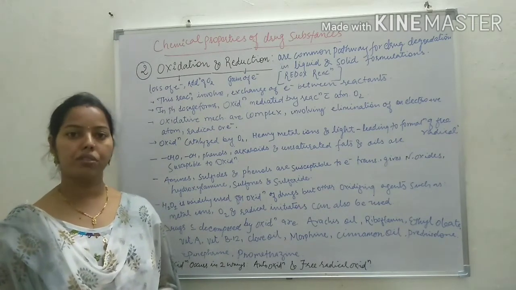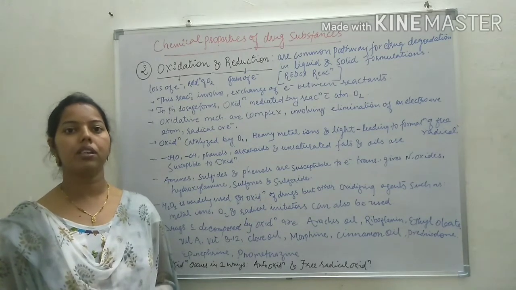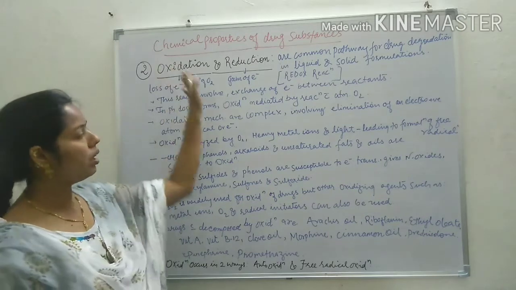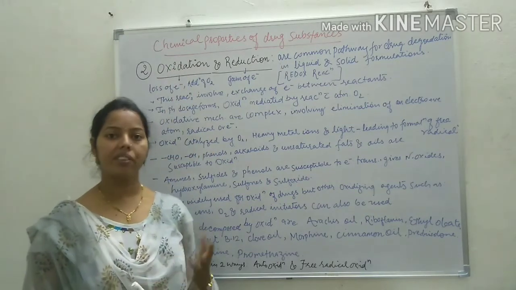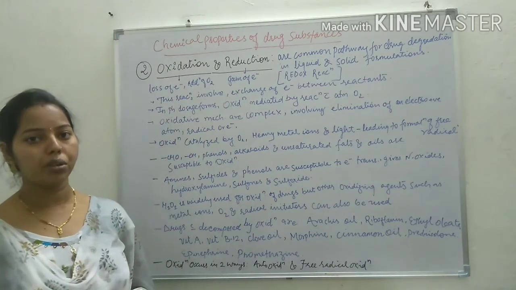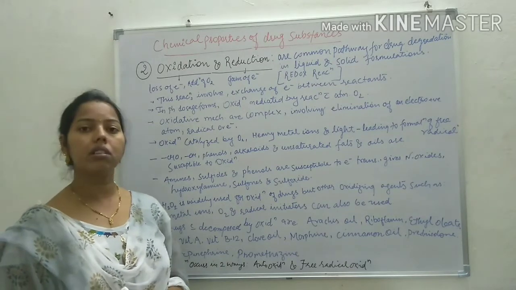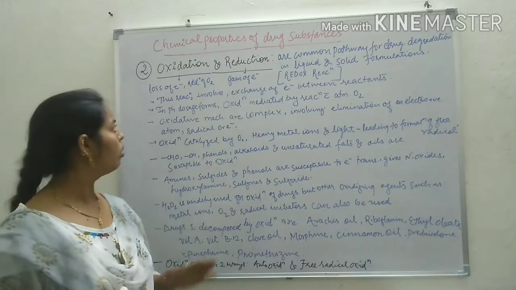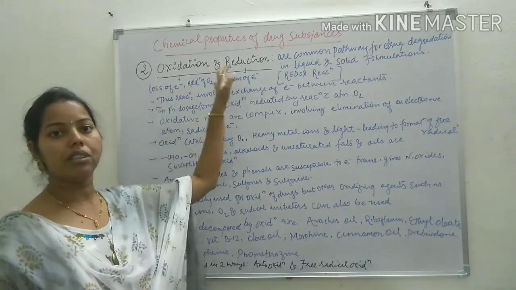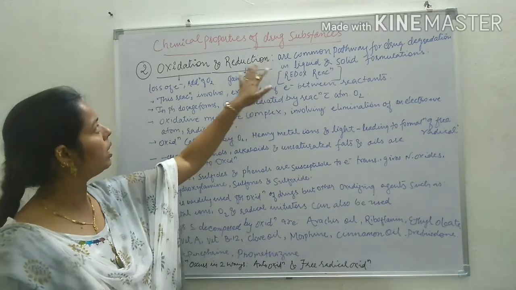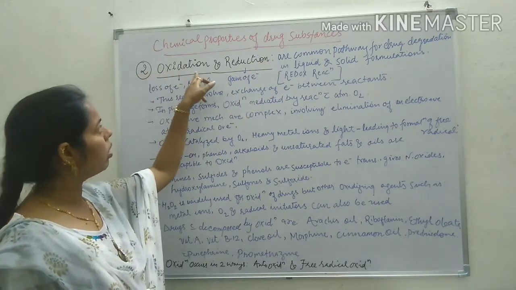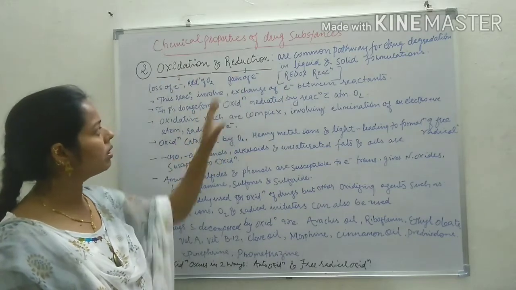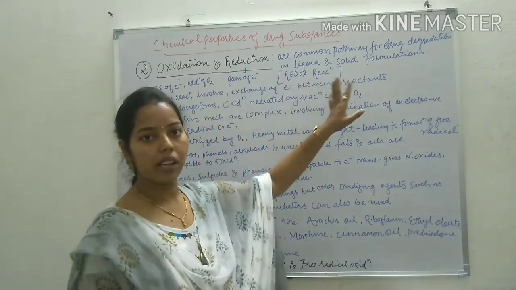In continuation with the pre-formulation studies, today we are going to start with the chemical properties, in which previously we had discussed the hydrolysis, how the hydrolysis occurs and how we can prevent the hydrolysis. And now today we are going to start with the second chemical property, that is oxidation and reduction. Commonly this is known as redox reaction.